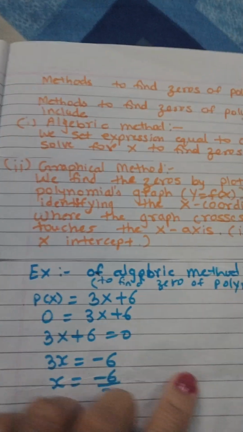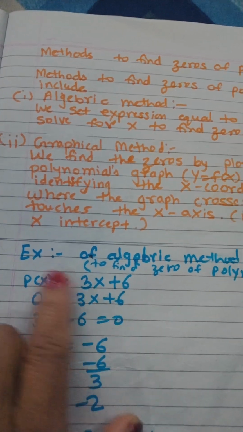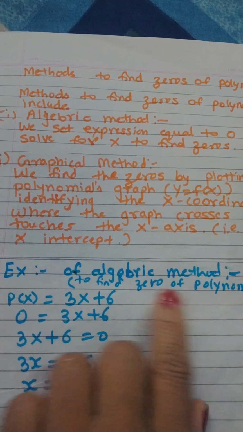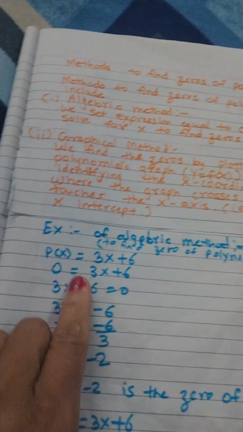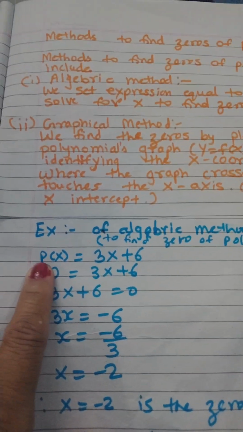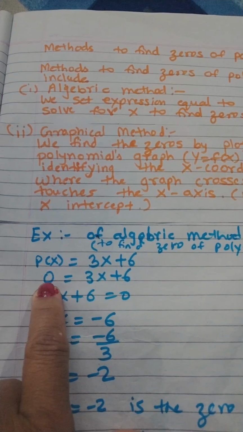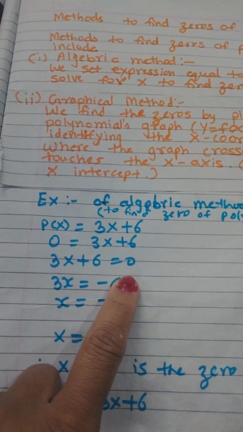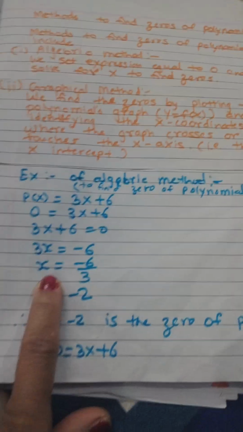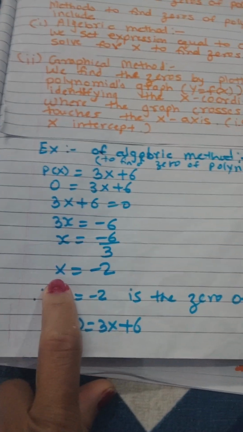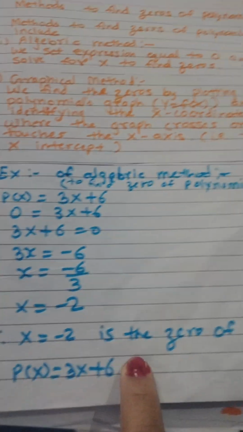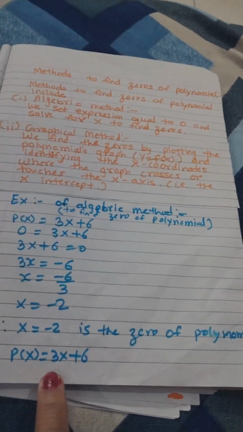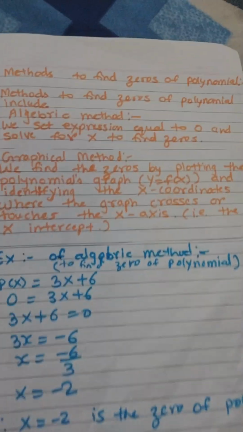For example, p of x is equal to 3x plus 6. We take this example to solve for the zero of the polynomial using the algebraic method. For the algebraic method we set this expression equal to 0. So we put p of x equal to 0 here. So 0 equal to 3x plus 6. Now 3x plus 6 equal to 0 we can write here. Now 3x equal to minus 6. So x equal to minus 6 upon 3. So we get x equal to minus 2 here. Therefore x equal to minus 2 is the 0 of the polynomial p of x equal to 3x plus 6. So this is the 0 of this polynomial using the algebraic method.